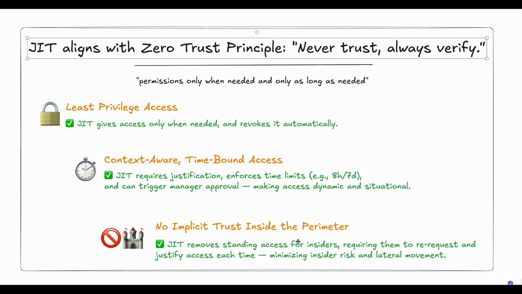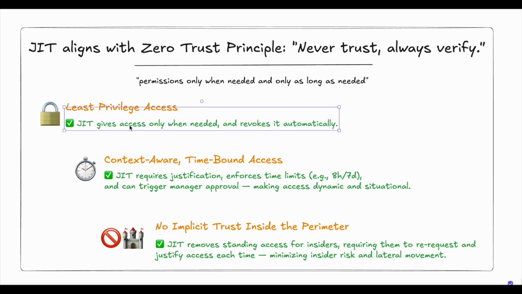Now, if you're in security, you have definitely heard of zero trust. It's one of the foundational principles of modern cloud security. The core idea of zero trust is simple: never trust and always verify. And JIT access directly supports zero trust in three important ways. First, it enforces least privilege. That means users only get the access they need when they need it, and that access is automatically revoked when the time is up. Second, it supports context-aware time-bound access.